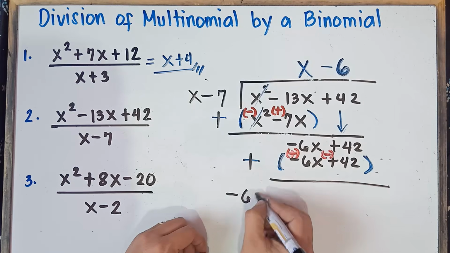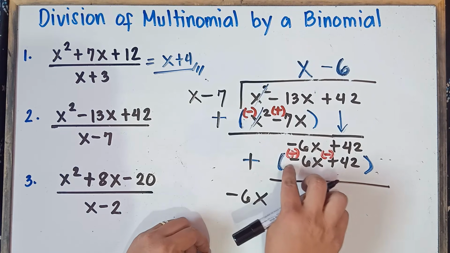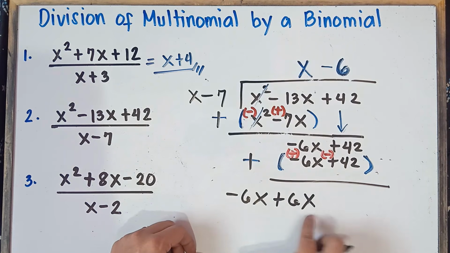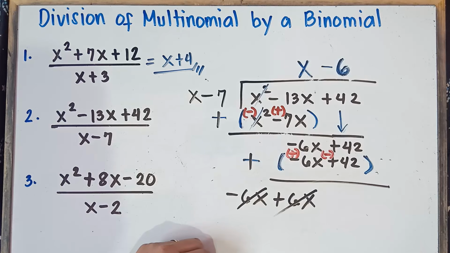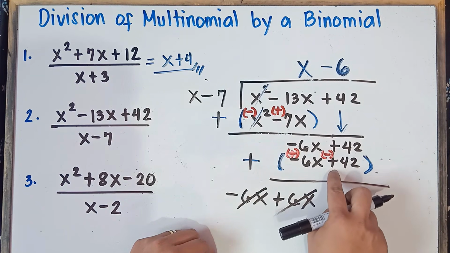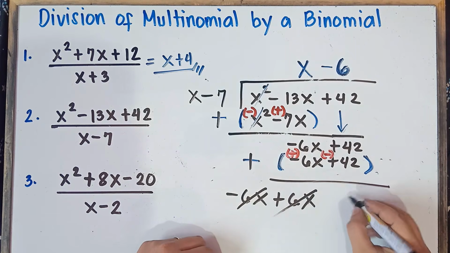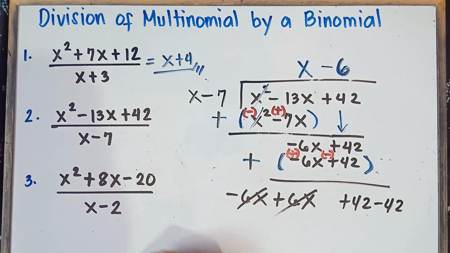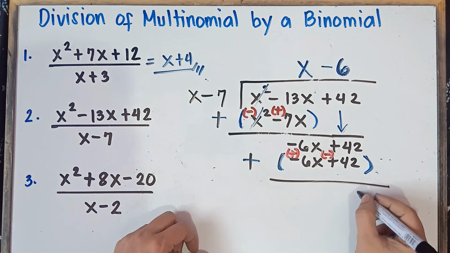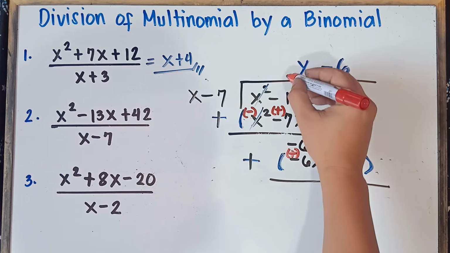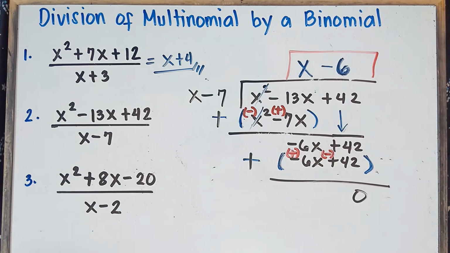Negative 6x, and then this is minus a while ago. We changed its sign, it becomes positive 6x. Of course, negative 6x and positive 6x, we can just simply cancel this out. This is 0 plus positive 42. This is positive a while ago, it becomes negative 42. Of course, that would be 0. So therefore, our answer, class, would be x minus 6.